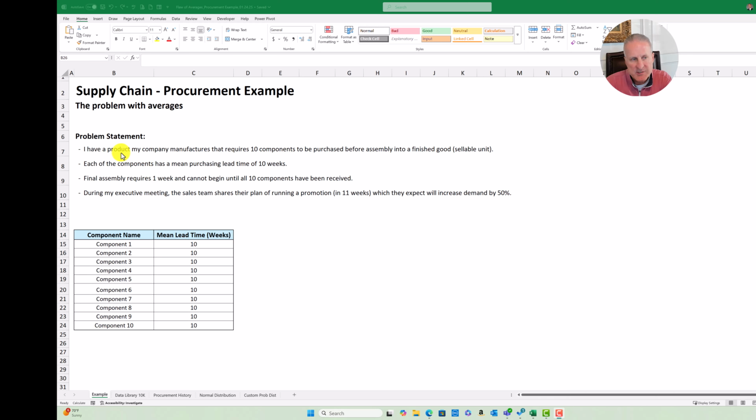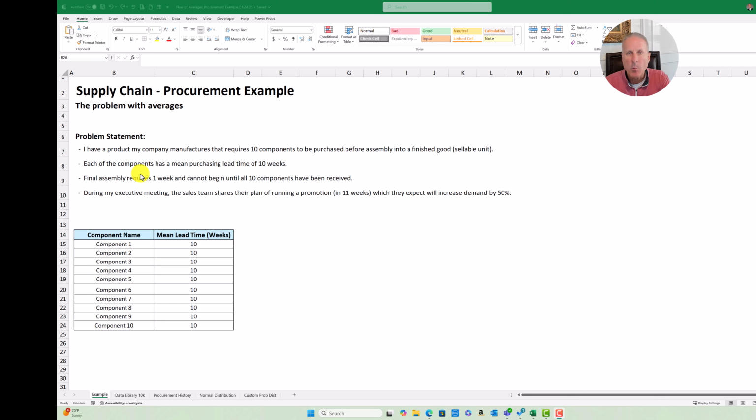And the problem statement is as such. I have a product that my company manufactures. It requires 10 individual components that need to be purchased individually, and all those are then assembled into the finished good, which is the sellable unit. Each of the components has a mean purchasing lead time of 10 weeks. That means from the time that I place the purchase order to the time that I receive the product on my dock door, is on average, 10 weeks.